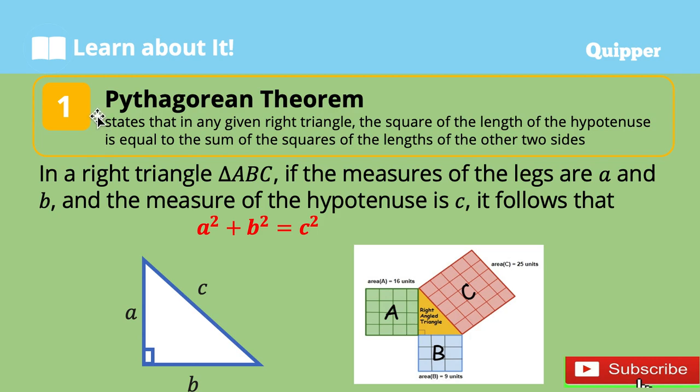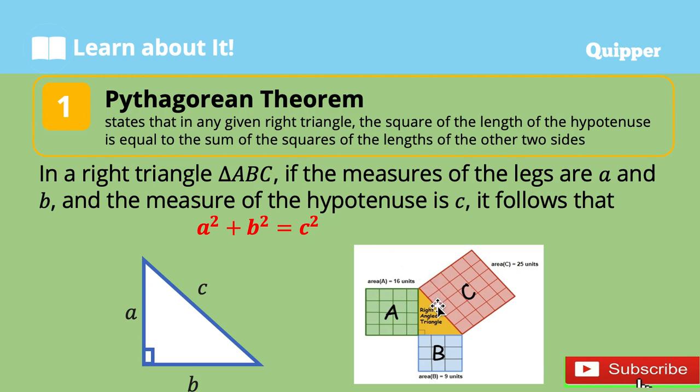First, we have the Pythagorean Theorem. This theorem states that in any given right triangle, the square of the length of the hypotenuse is equal to the sum of the squares of the lengths of the other two sides. To illustrate, in a right triangle ABC, if the measures of the legs are A and B, and the measure of the hypotenuse is C, it follows that A squared plus B squared is equal to C squared.